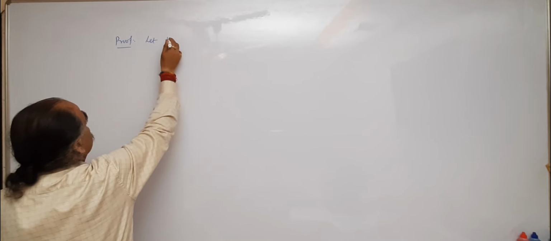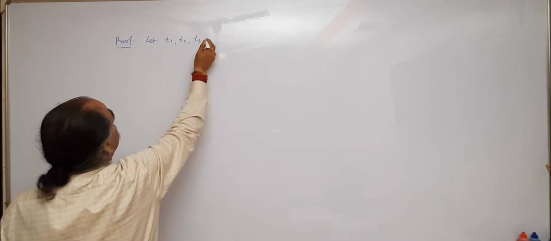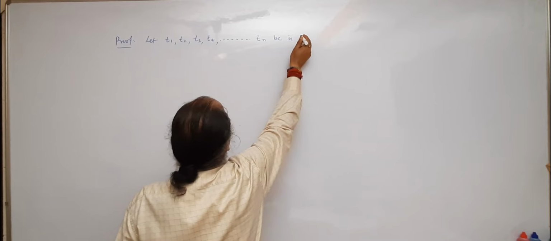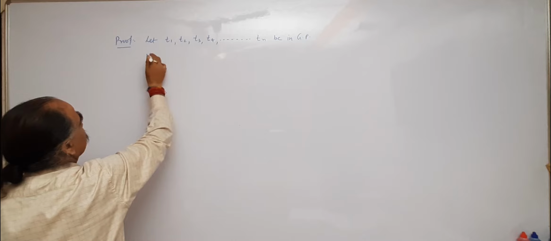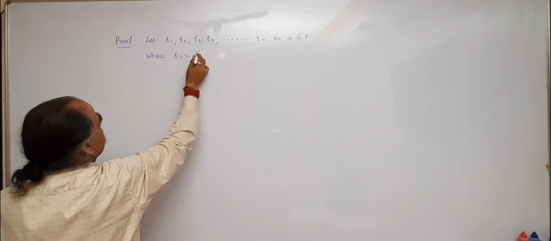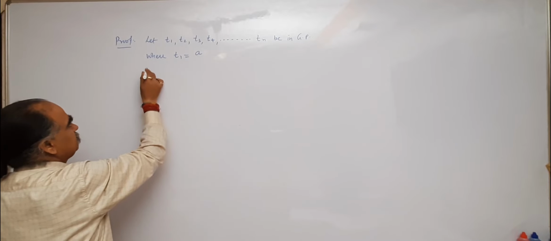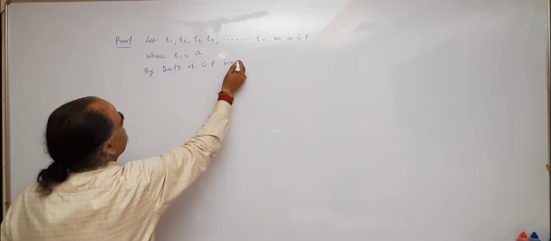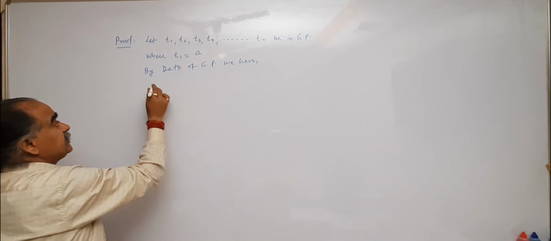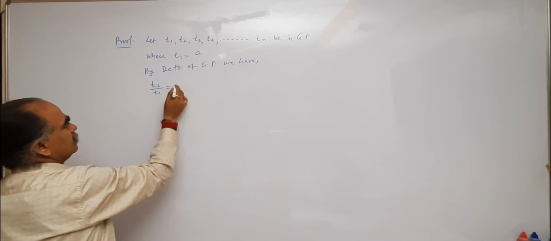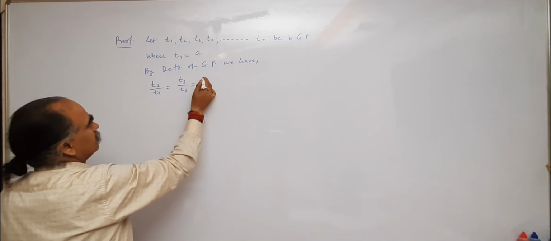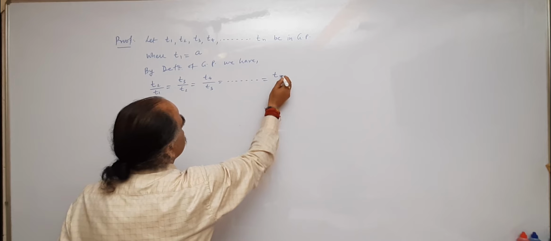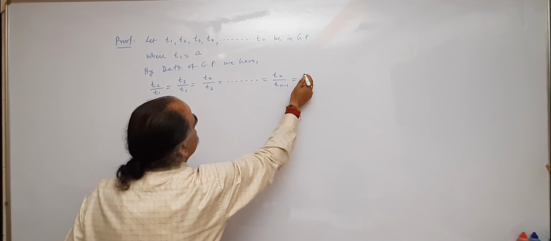Let T1, T2, T3, T4, ... Tn be in GP, where T1 is A. By definition of GP, we have T2 upon T1 is equal to T3 upon T2 is equal to T4 upon T3, and so on, equal to Tn upon Tn minus 1, is equal to the common ratio R.